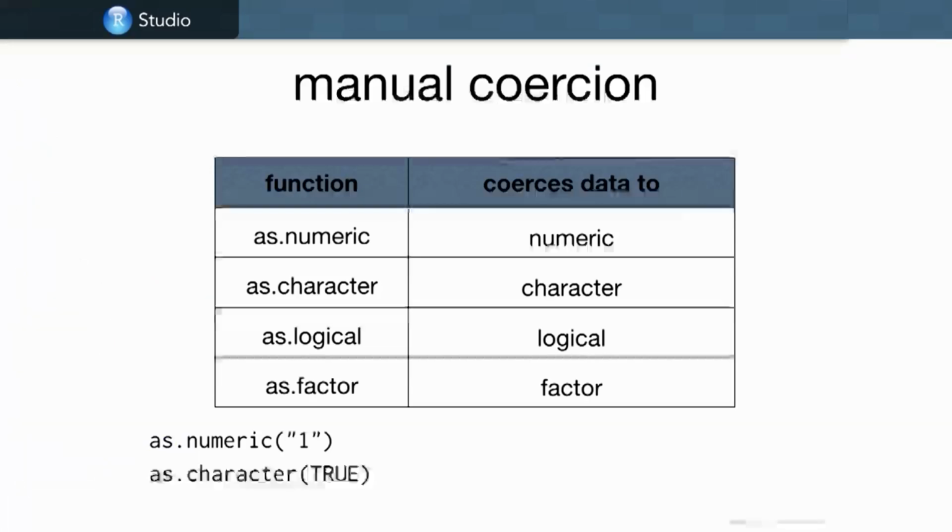You can also purposefully coerce data into different data types with the as.dot functions. So as.numeric would convert something into a numeric value, and as.character would convert something into a character string. And there's also as.logical and as.factor. R will try to convert the data that you give these functions into the new type, as long as there's a sensible way to do that. For example, if I ran as.numeric on the character string that contains the numeral 1, it's sensible for R to return the number 1, and it'll do that. But if I ran as.numeric on the character string that contained the word hello, R doesn't know which number hello should refer to, so it won't make the conversion. It'll give you an error.